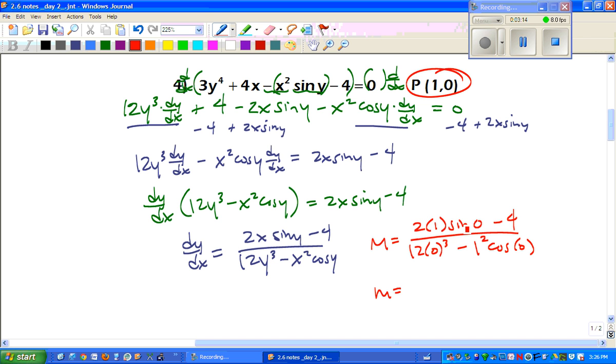So sine of 0 is 0. So this all becomes 0, and we get negative 4 on top. Then this is 0 minus 1 squared is just 1 times cosine of 0. Cosine of 0 is 1, so we end up with negative 1 on the bottom. So our slope comes out to be positive 4.